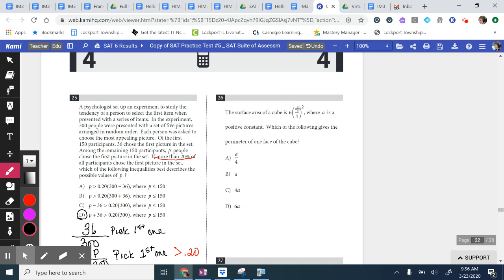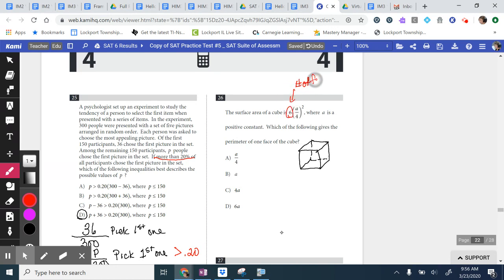All right, number 26. It says the surface area of a cube is 6 times A divided by 4 squared, where A is a positive constant. Which of the following gives us the perimeter of the face of the cube? So I think we maybe should draw a cube first to get our brain thinking about what exactly they're talking about. Once I do that, I notice where the 6 comes from.